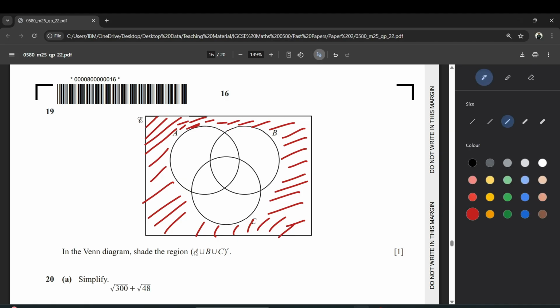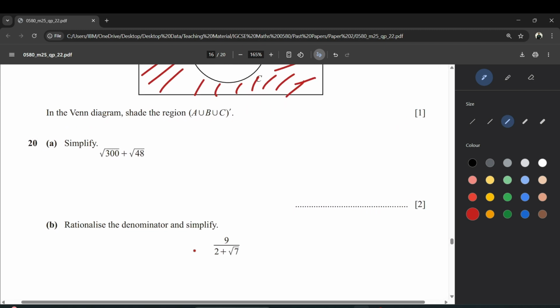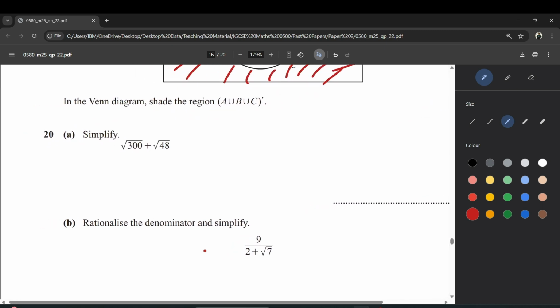All right. Now it says question number 20, simplify root 300 plus root 48. So I can write 300 as 300 multiplied by 100, plus 48 can be written as. Now, how do I know that this is what I need to write down? What you have to do is consider the factors of 300. And in those factors, you need to find out which one is the highest square factor.